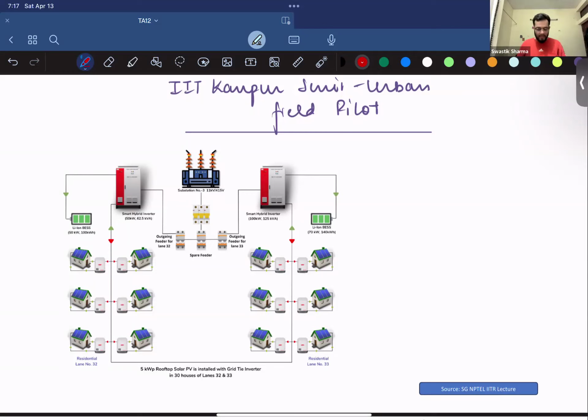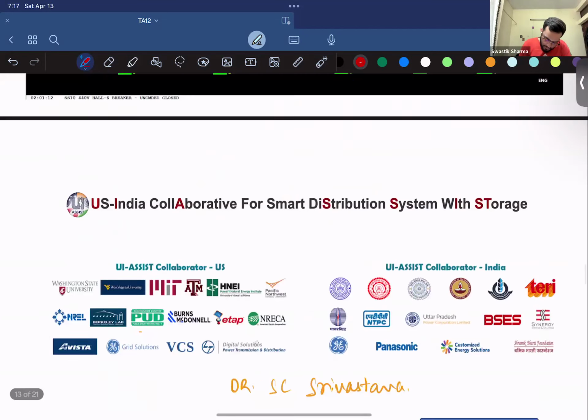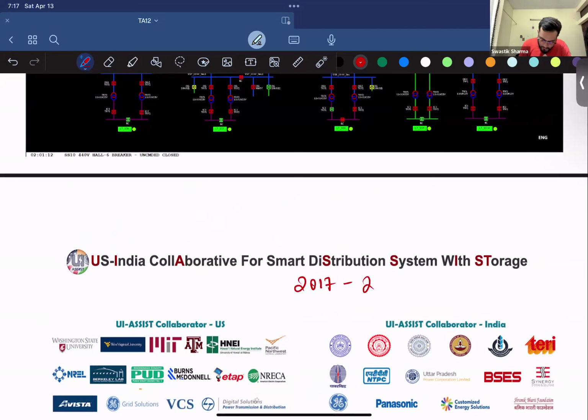And in these houses, we took 30 houses from some lanes, lane 32 and 33. In these 30 houses, we installed smart meters with solar PV rooftop, and both of these lanes were integrated with the lithium ion BESS as well, and also an EV charging station. So this was a semi-urban field pilot that we were able to demonstrate as well. This was also taken up in IIT Kanpur. I forgot telling you, this was from 2017 to 2023.